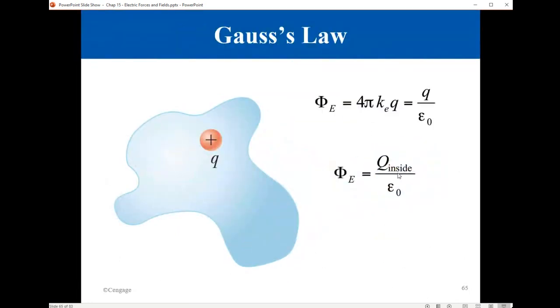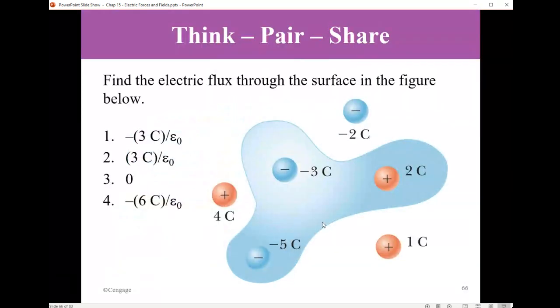So if Q inside is 0, then the flux is 0. If Q inside is positive, the flux is positive. If Q inside is negative, the flux is negative, and so on and so forth.